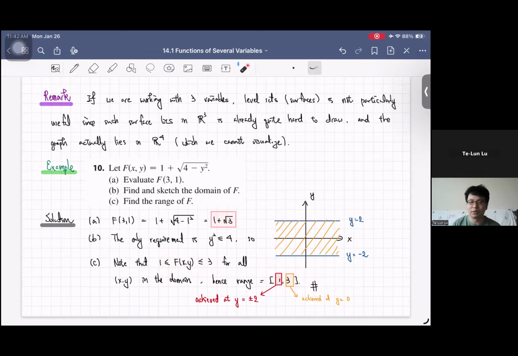So in this case, it's quite simple to analyze. The minimum value of f is 1. The maximum value of f is 3. So the range of f is just this interval. It can take every value between 1 and 3, including 1 and 3. Okay, so that is all.